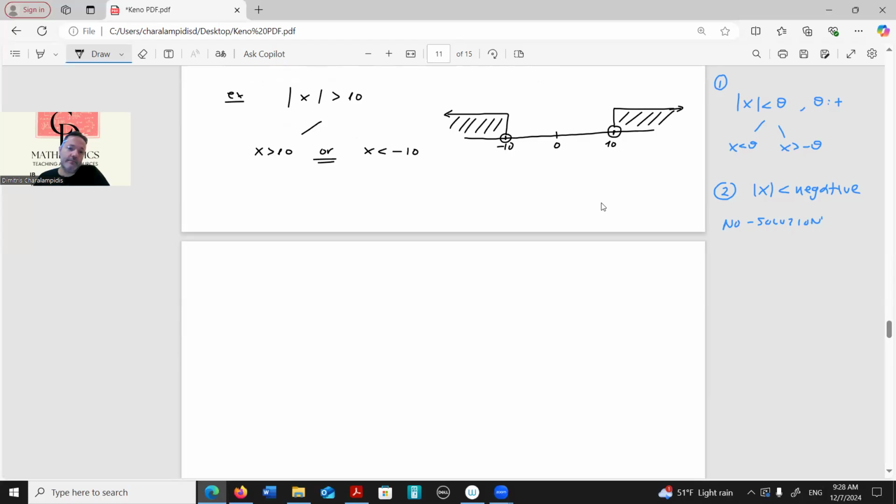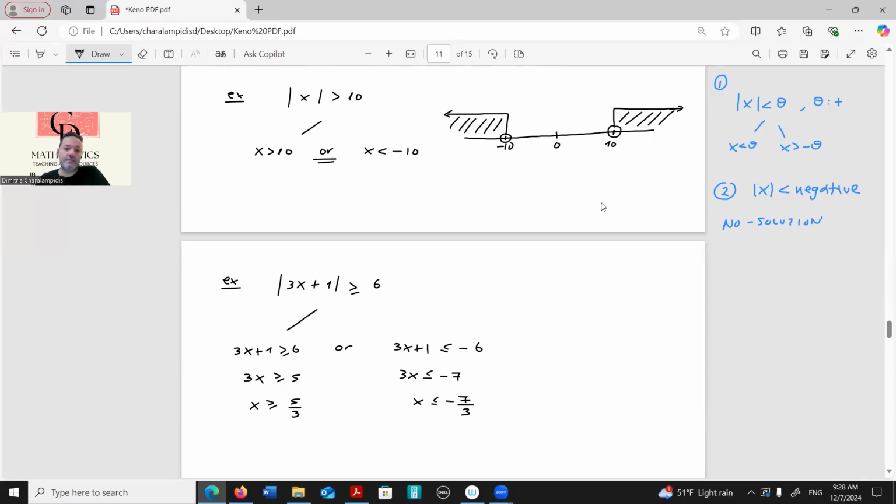And finally, absolute value of 3x plus 1 greater than, let's make that greater or equal than 6, would mean 3x plus 1 greater or equal than 6, or 3x plus 1 smaller or equal than negative 6. So 3x greater or equal than 5, which means x greater or equal than 5/3, or 3x smaller or equal than negative 7, which means x smaller or equal than -7/3.